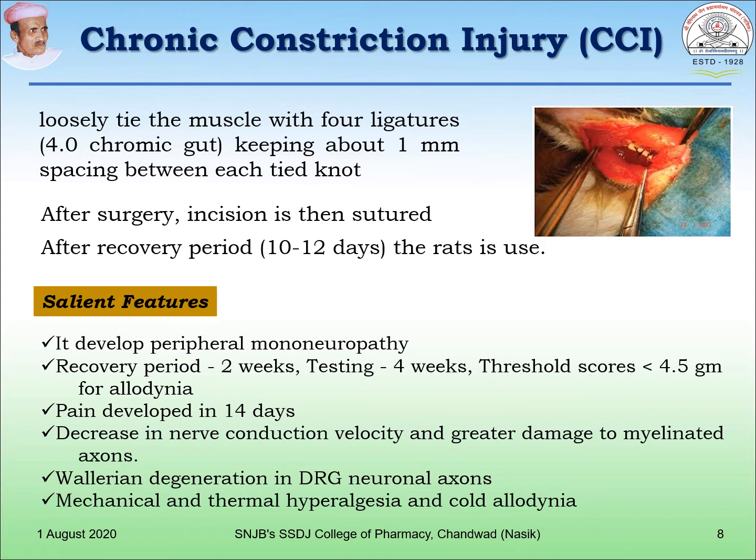Decrease in nerve conduction velocity and greater damage to the myelinated axon have been observed. Wallerian degeneration and dorsal root ganglion neuronal axon changes can be observed. Mechanical and thermal hyperalgesia and cold allodynia will give you the response. Apart from that, you can do the histopathology of the sciatic nerves, which will show you the structural changes in the nerve.